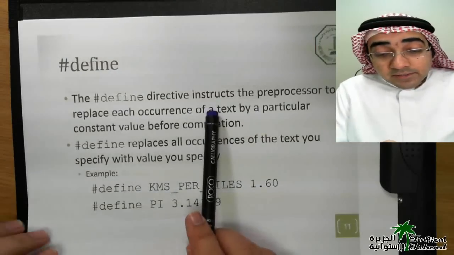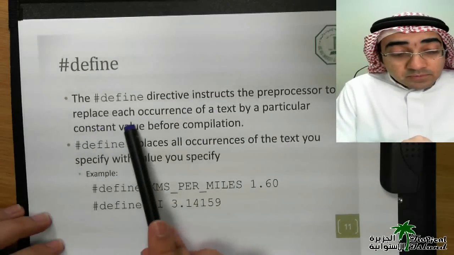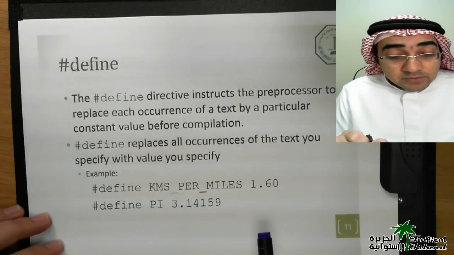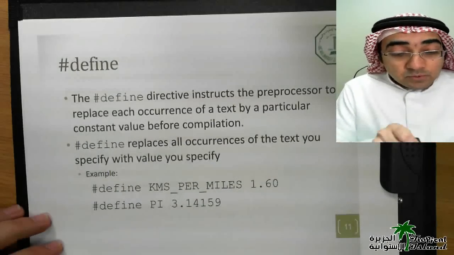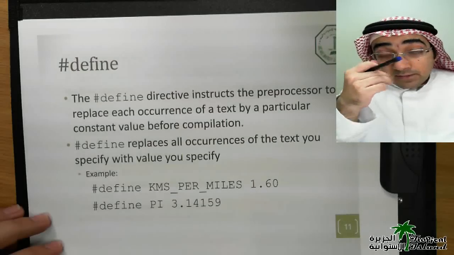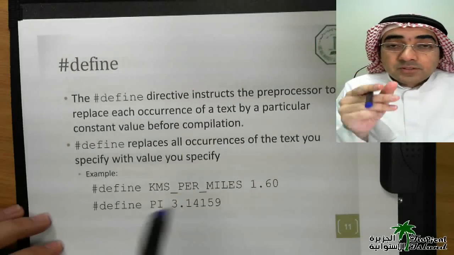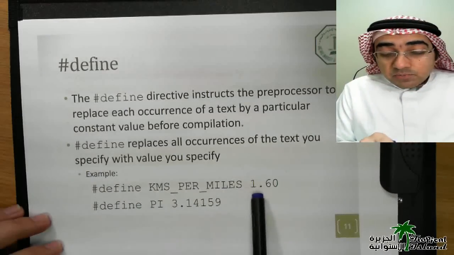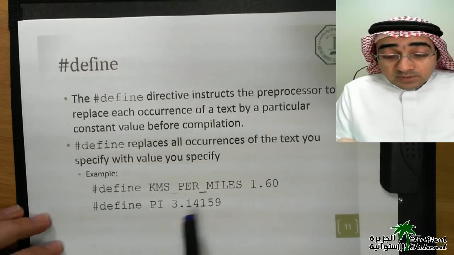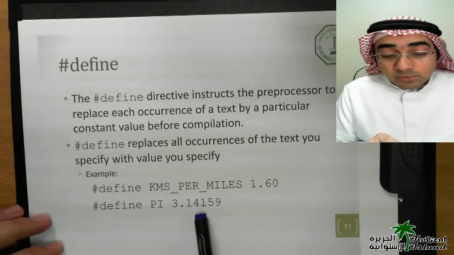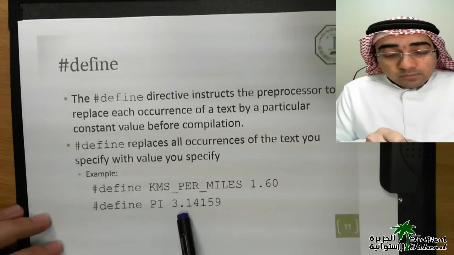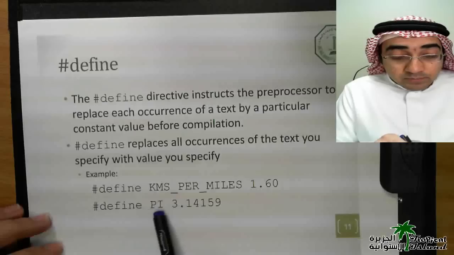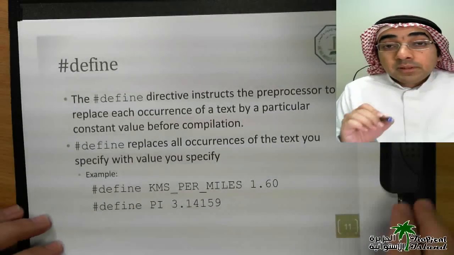The hash define directive is an instruction to the preprocessor that replaces each occurrence of a text by a particular constant value before the program is compiled. So it's going to replace a variable by a value. For example, hash define KMS_PER_MILE 1.6, or you can hash define PI 3.14159, or whatever digits you like. And when you run the program, if you encounter PI, it's going to be replaced by this number.